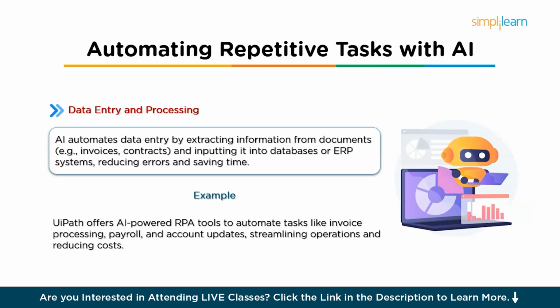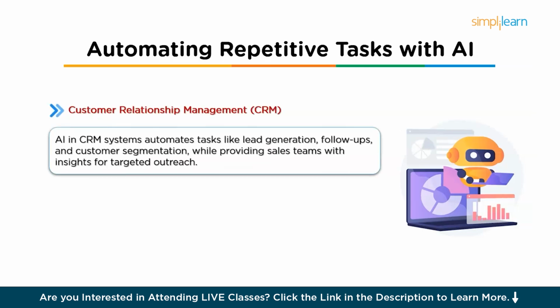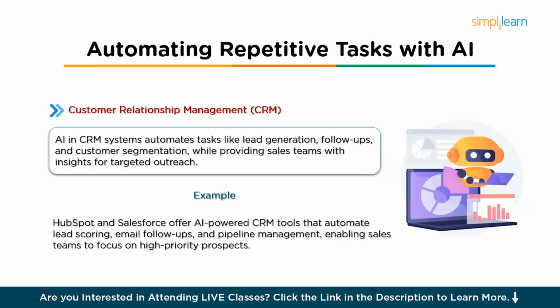So for example, UiPath, a leading automation company, offers AI-powered robotic process automation, or RPA, tools that automate repetitive business tasks such as invoice processing, payroll management, and customer account updates. Next, it can be used in customer relationship management, CRM. So AI is often integrated into CRM systems to automate tasks like lead generation, follow-up emails, and customer segmentation. So for example, HubSpot and Salesforce offer AI-powered CRM tools that automate lead scoring, email follow-ups, and sales pipeline management.